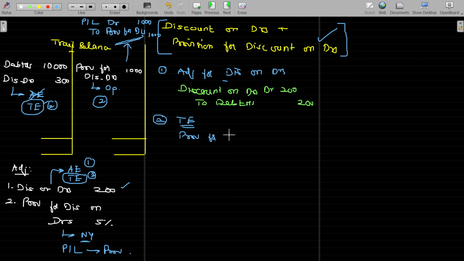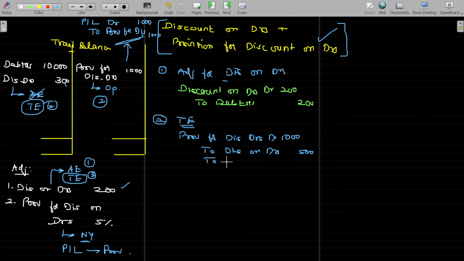Provision for discount on debtors account debit to discount on debtors. The discount on debtors in total being 300 plus 200, 500 rupees. But how much is the provision we have already? 1000. We have already 1000, but we are in need of only 500.